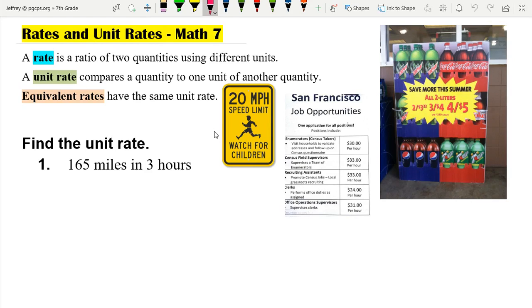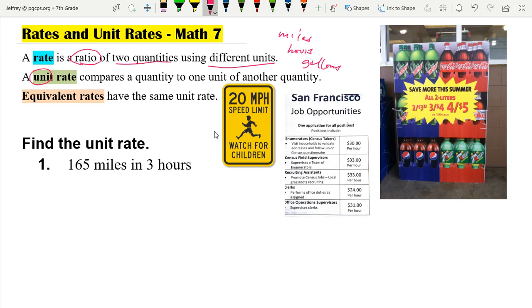Hello students, this week let's review rates and unit rates involving rational numbers. So what is a rate? A rate is a ratio, still a ratio, that compares two quantities using different units of measure. Now this could be in miles, this could be in hours, this could be in gallons. So there's a lot of different units of measure.